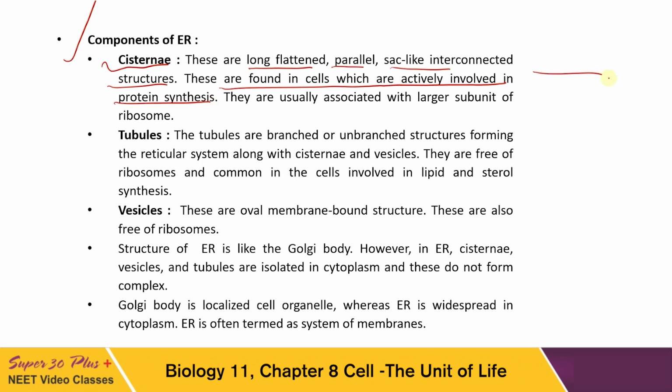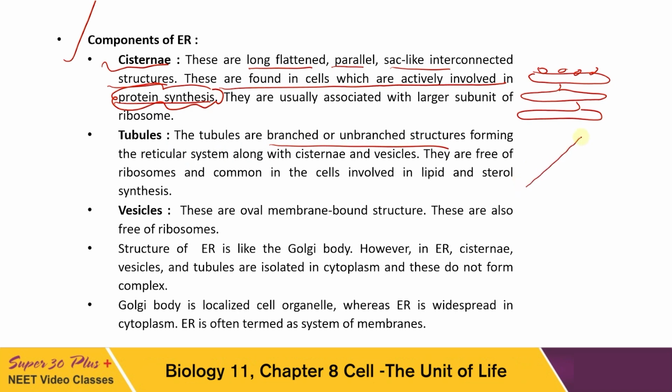Why? Because on these interconnected parallel sacs we have the ribosomes, and you know the ribosome is the site of protein synthesis. That's why the cisternae are mostly found in cells which are engaged in protein synthesis. Tubules are branched or unbranched fine tubular structures. They may be branched or unbranched, forming a reticulum along with the cisternae or vesicles.